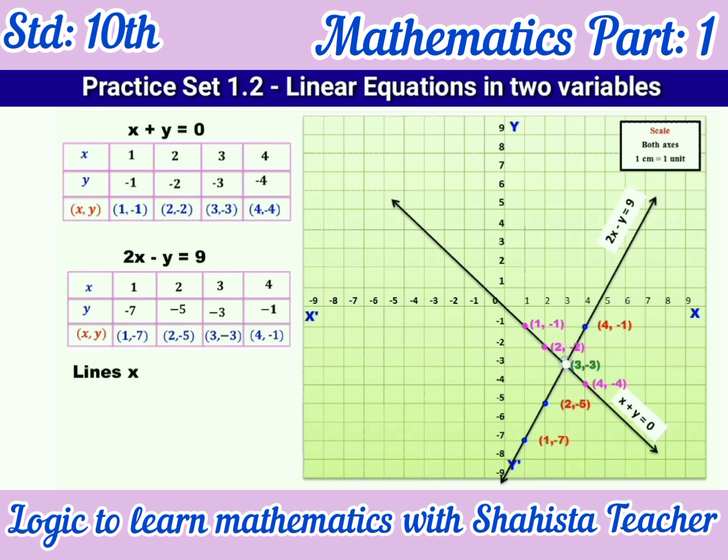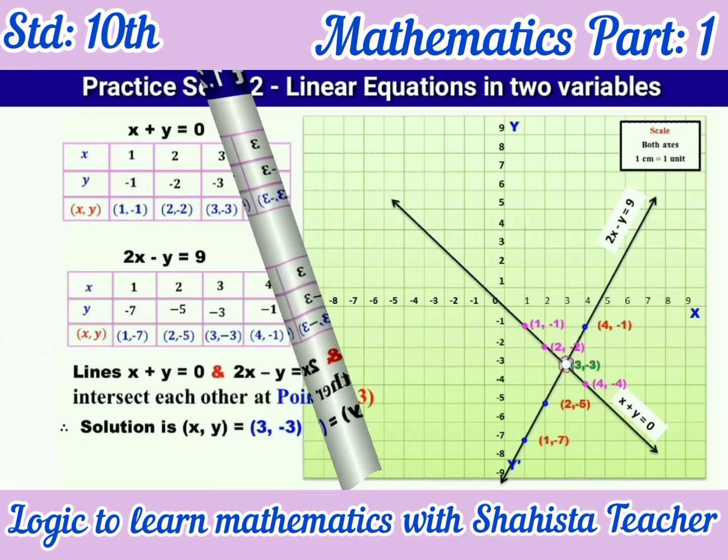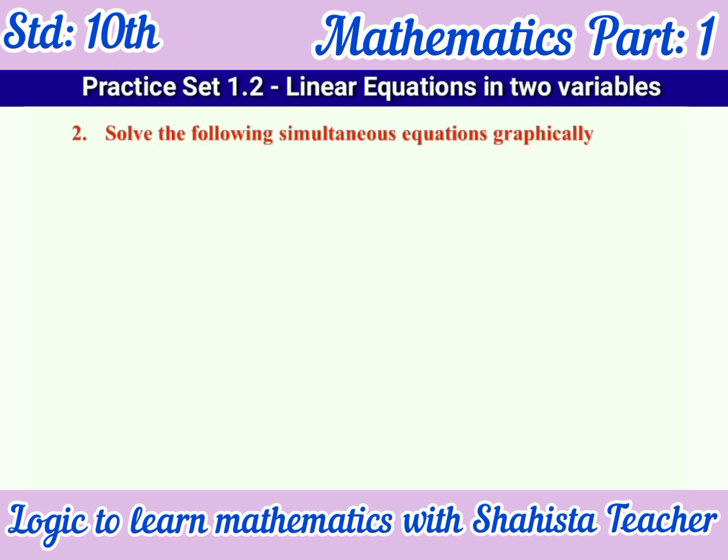So the lines x plus y is equal to 0 and 2x minus y is equal to 9 intersect each other at the point 3 comma minus 3. Is that clear? This is very, very, very important. You have to remember this. Therefore, we will write the solution: x comma y is equal to 3 comma minus 3. So, in this way, we have completed sub-question 3. Now, let's solve sub-question 4. 3x minus y is equal to 2.